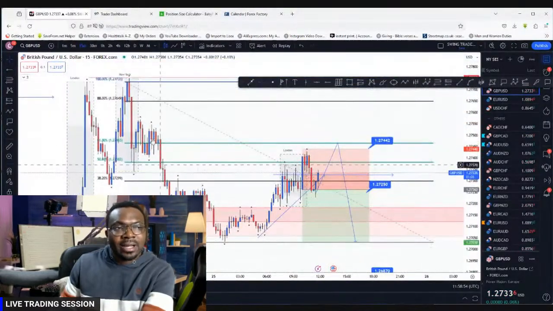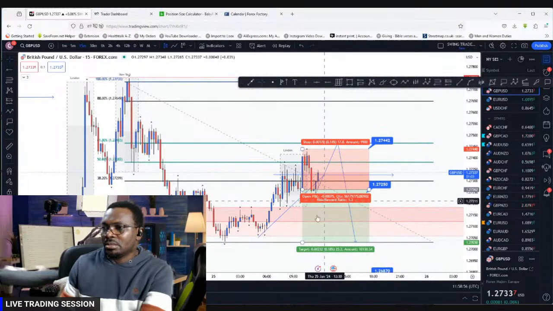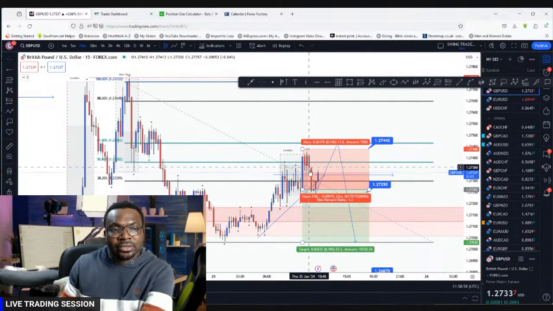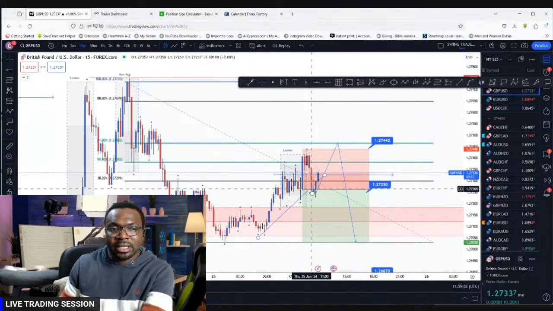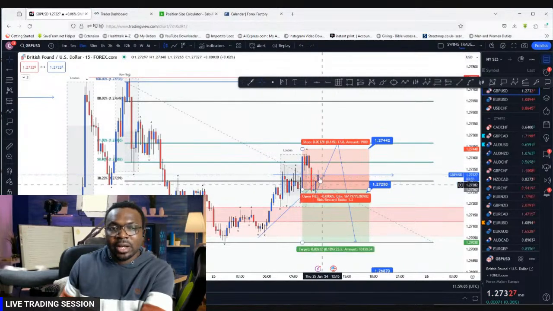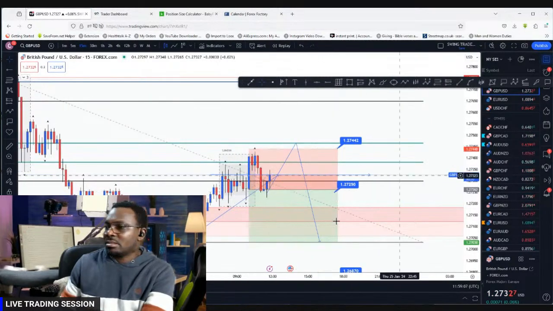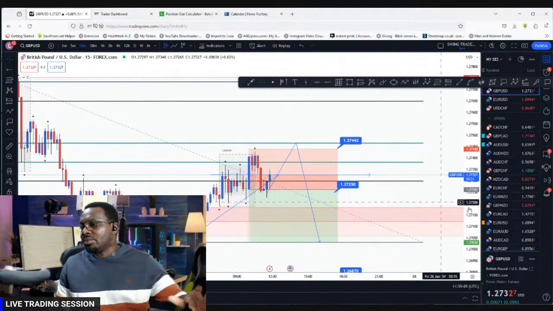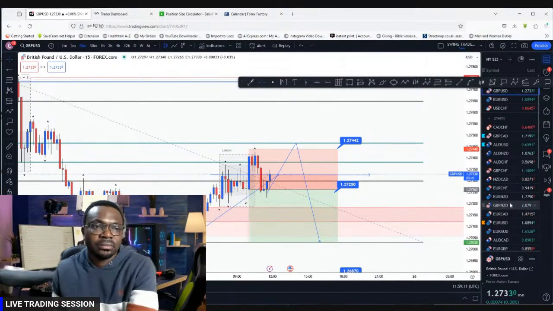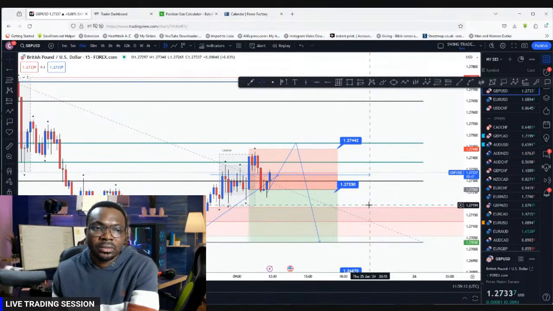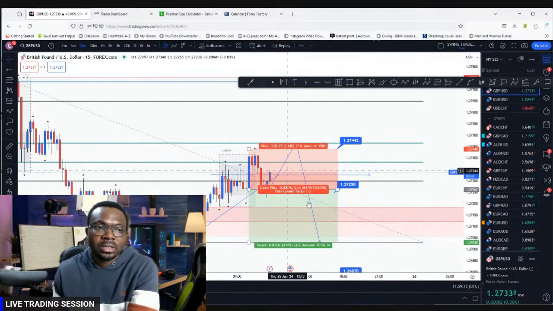Because normally this is our sell zone. That's why we sold. And it gave us an introduction of the sell market. It was telling us that the sellers are in the market. So what they are doing now is just because of the news. So it's consolidating.